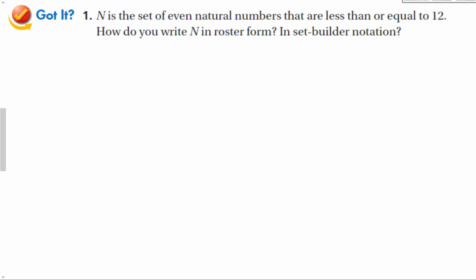Let's try another one. N is the set of even natural numbers that are less than or equal to 12. Roster form, set builder notation. Okay, so we have N equals, roster form. It says natural numbers, again, those are counting numbers, oh, sorry, even natural numbers. So just the even numbers less than or equal to 12: 2, 4, 6, 8, 10, 12. So there's my roster.